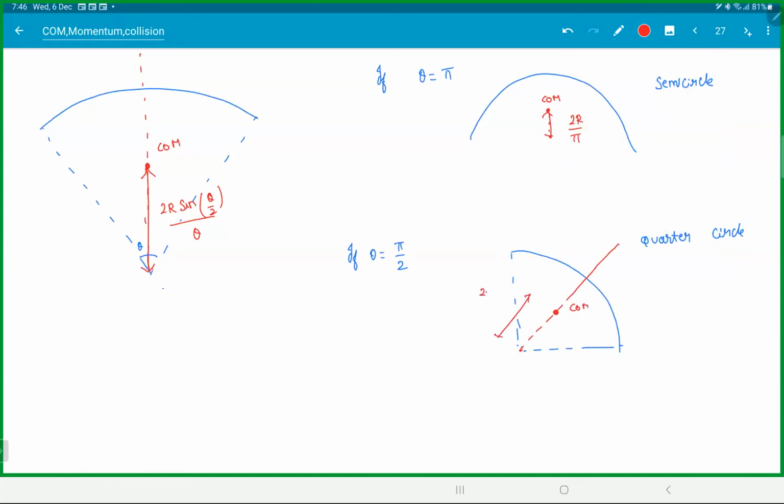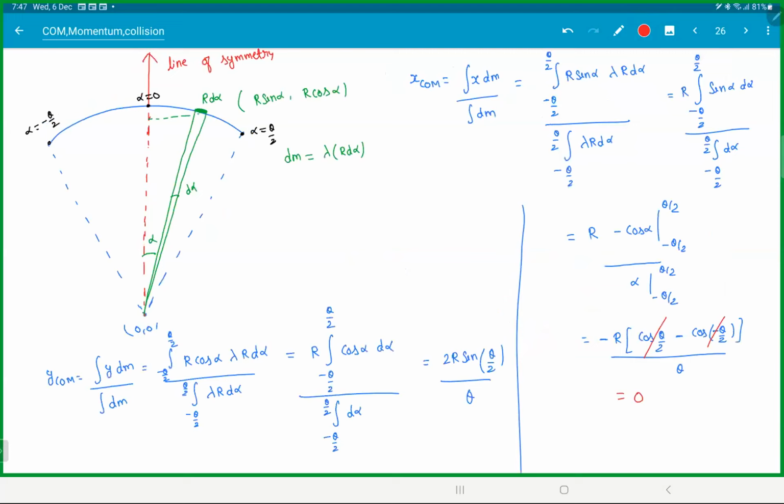This distance would be 2 root 2 r by pi. Interestingly, in terms of coordinates, this point would be 2r by pi, comma 2r by pi. It looks like the semicircle result, but here you have both x and y coordinates. For the semicircle it should be 0, comma 2r by pi. Results are important. Definitely mug them up. In the exam, you won't have time to derive the whole thing.